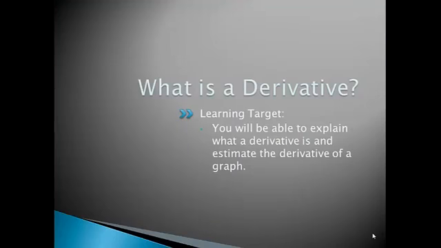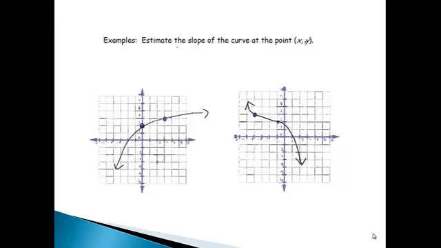All right, chapter 2 deals with the main concept of a derivative. So in the very beginning here, we're just going to talk about what a derivative is and then estimate derivatives using graphs. And these are just estimates, so they're not quite exact. So if I have a couple of pictures here and I say estimate the slope of the curve of the function at any particular point, I'm just going to call it x comma y.